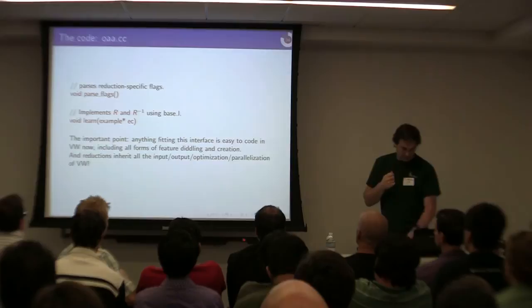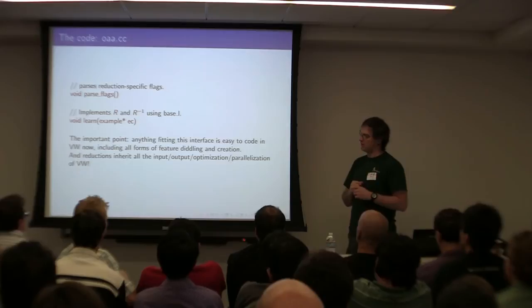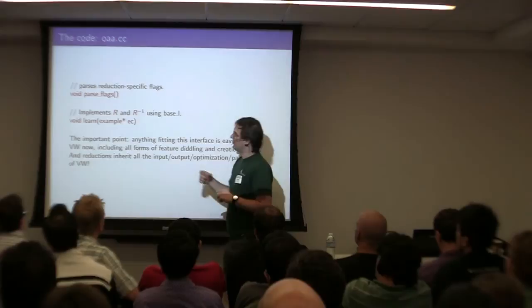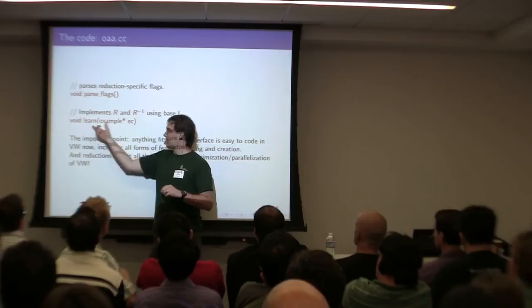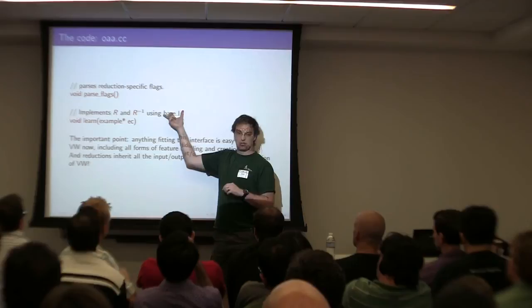Okay, so now, in terms of the way it's implemented in VW, it's basically the magic of function pointers. So you need to have some sort of parser for the flags related to a particular reduction. And then you need to have a learn function for the particular reduction. That learn function takes an example as input. And then there's also a base learning algorithm, which you reset, but which you store so that you can call it, which you shove examples into.